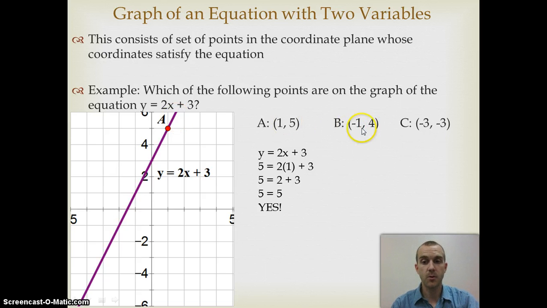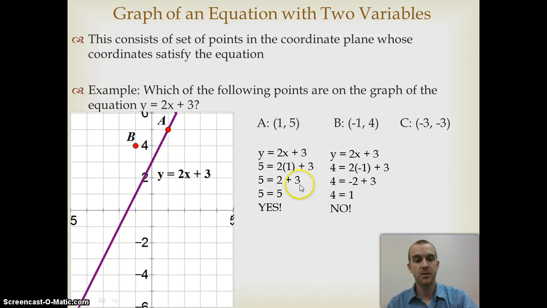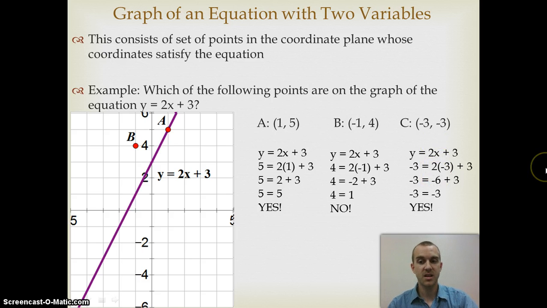Now if I do that for point B, negative 1, 4, I end up with 4 equals negative 2 plus 3. Well, that gives me 4 equals 1. That is not on the graph. If I plotted it, I would see it is off the graph over here. Now if I do negative 3, I end up with negative 3 equals negative 6 plus 3. That's negative 3 being negative 3. And if I plotted that point, I would see it falls down here, which is definitely on the graph.